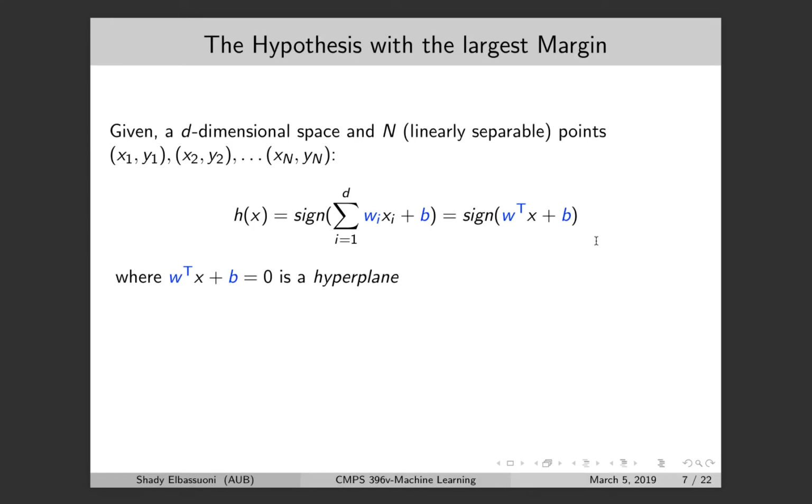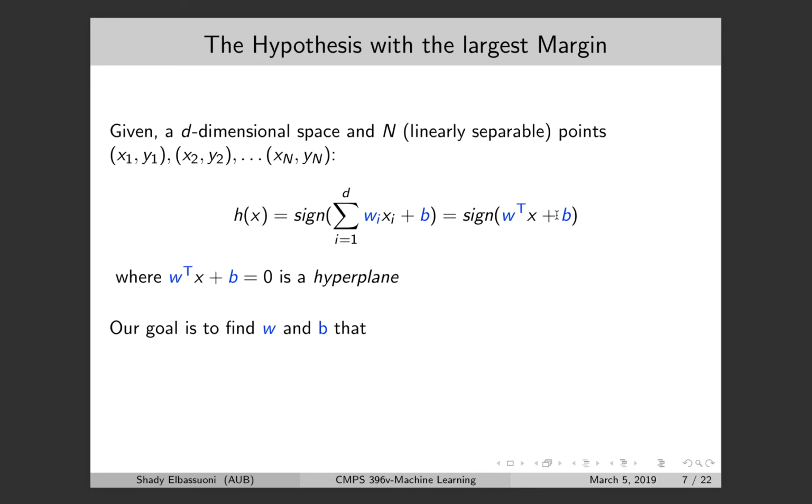Great. Now w transpose x plus b equal to 0 is a hyperplane. In 2 dimensions, this would be the equation of a line. And I classify the points based on the sign of w transpose x plus b. So if this is positive, I say positive or plus 1. If this is negative, I say negative. So I substitute the value of x, multiply by the weight and add the threshold b, and take the sign, and that gives me the prediction.